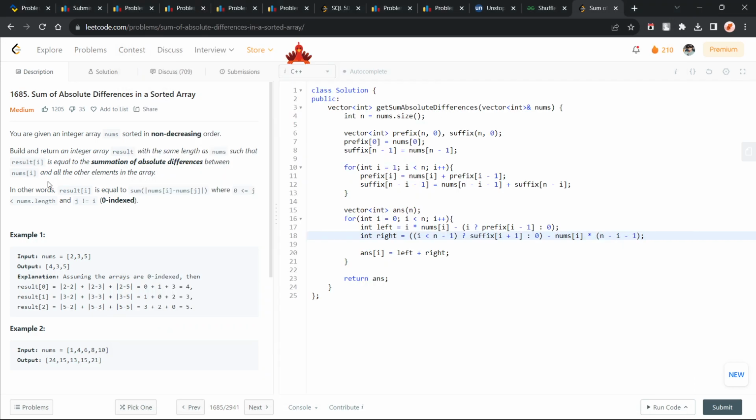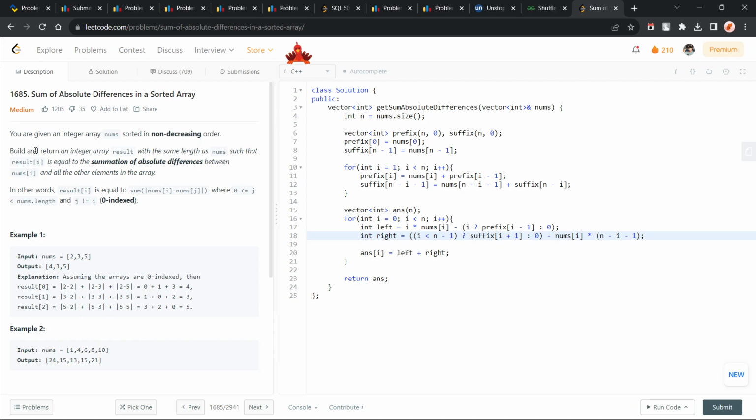So in this video, we're going to discuss the Leetcode problem of the day, and this particular problem is sum of absolute differences in a sorted array, and this is going to be a medium level problem. The problem says that we have been given an integer array sorted in non-decreasing order. So basically the array is sorted in ascending order.